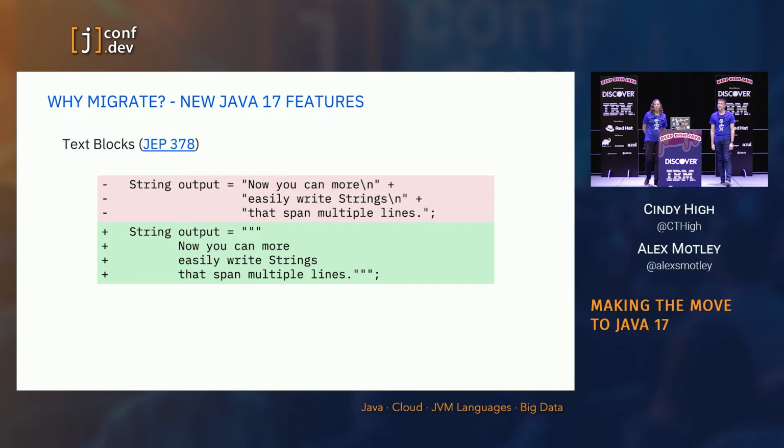Text blocks. We have these blocks of text where we're creating our help text and so on. So much easier if we could use the triple quote to create these blocks of text to make our code look cleaner and nicer.